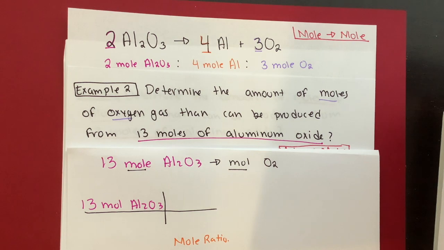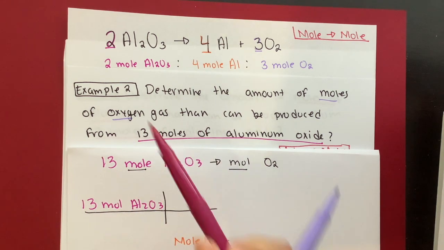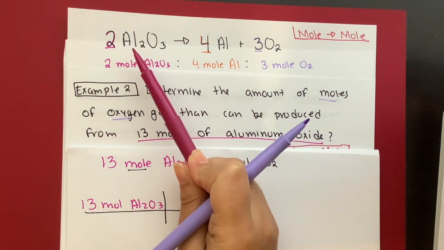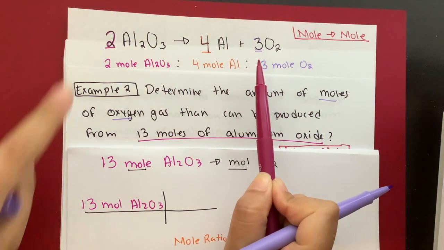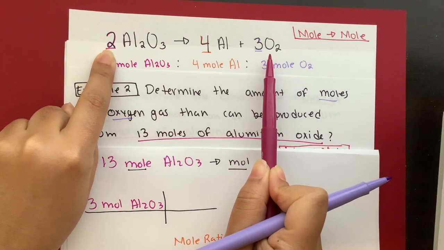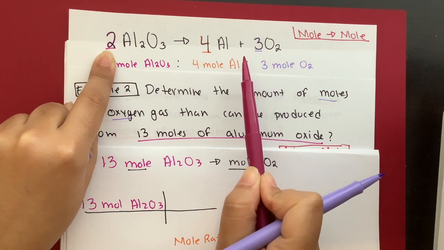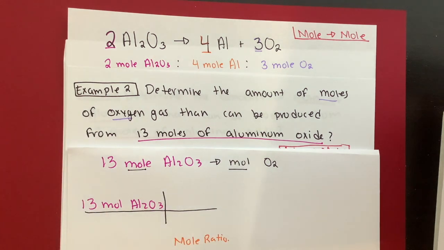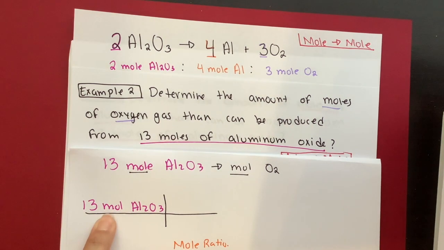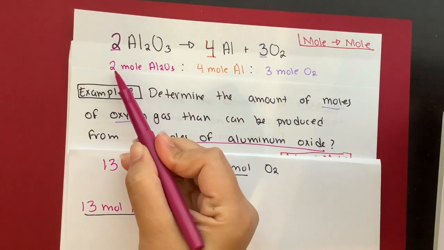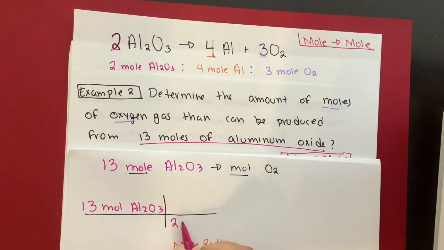So the mole ratio, again, remember, it comes from my balanced chemical equation. Since here the information is given about aluminum oxide and they're asking about oxygen, I'm going to use the 2 and the 3. Now I have to decide which one goes on top and which one goes on the bottom again. And that is based on what I start with. So since I started with moles of aluminum oxide, I'm going to write moles of aluminum oxide in the bottom. So 2 moles of aluminum oxide in the bottom so they cancel each other out.